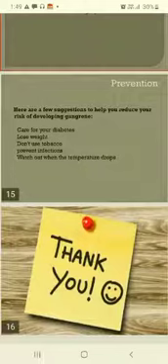Let's talk about prevention. How can we prevent gangrene? We can take care of our diabetes. We have to lose weight. Don't use tobacco. Prevent infections. Watch out when the temperature drops.